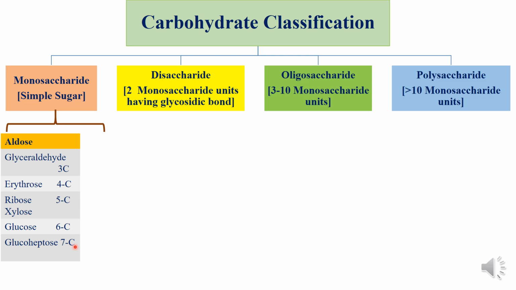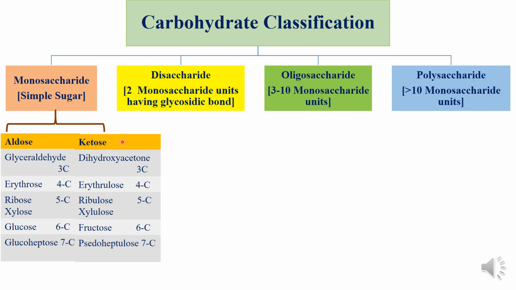The ketose sugar have the keto as functional group, ketone group, and they are also made up of 3 to 7 carbon. An example of 3 carbon containing ketose is dihydroxyacetone. You must know that glyceraldehyde and dihydroxyacetone are the smallest carbohydrates. They cannot be further hydrolyzed into smaller components. Erythrulose is tetrose, ribulose and xylulose are also examples of pentoses.